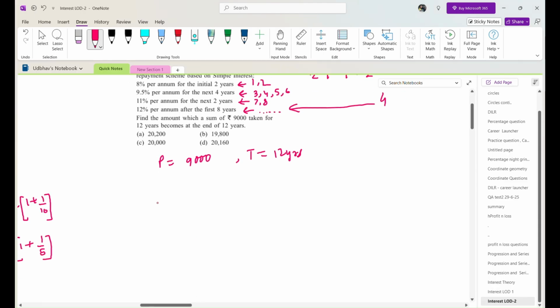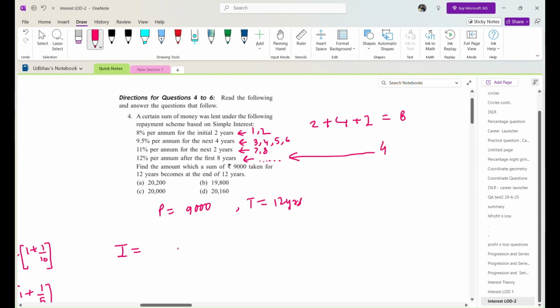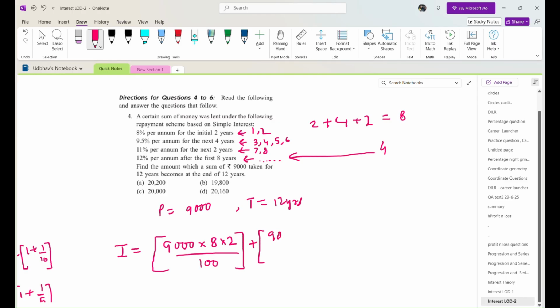Got it? So total interest, I'm writing it in a single manner. Total interest will be, for the first 2 years, 9,000 into 8% per annum. What will be the time? 2 years. 8 into 2 upon 100, this is for the first 2 years. Now 9,000 for the next 4 years.